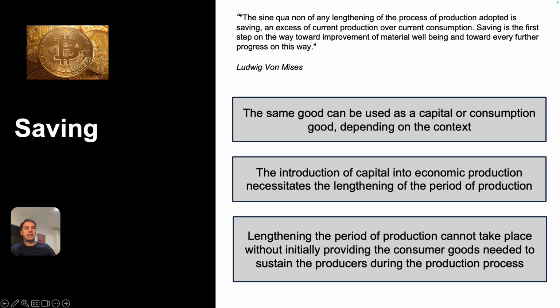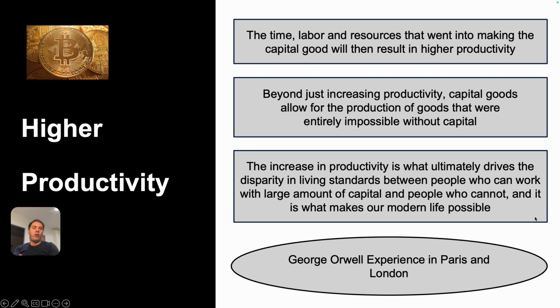And savings is the mother of capital. Only by deferring consumption can capital goods exist. To lengthen the production process, someone must forgo the consumption of resources in order to provide them to the producers. Every process that lengthens the production is only possible because of the sacrifice and delayed gratification made by capitalists. And now we can deep dive on higher productivity.